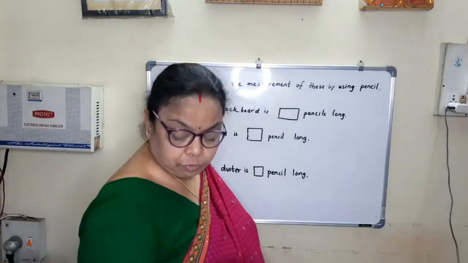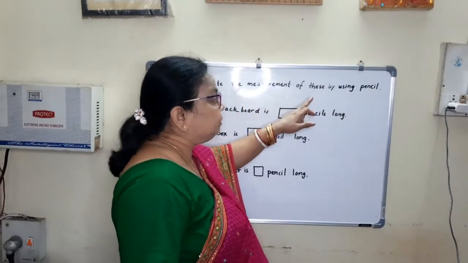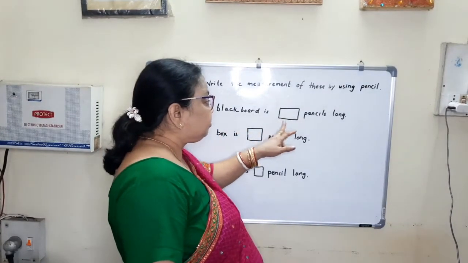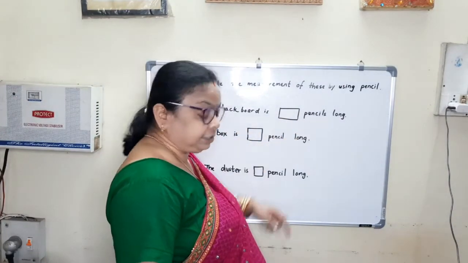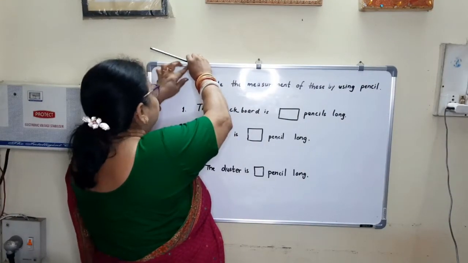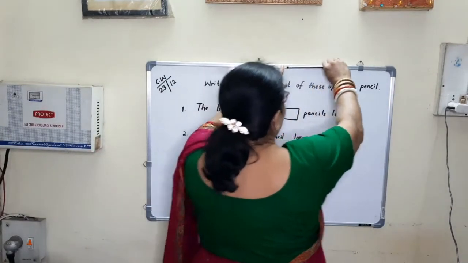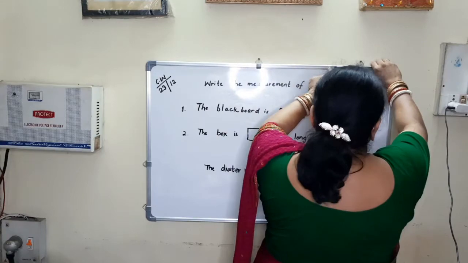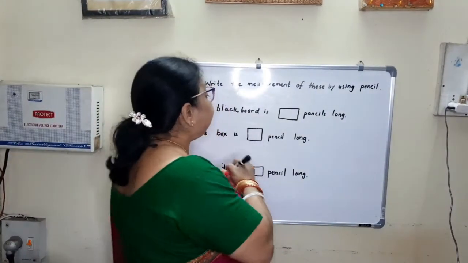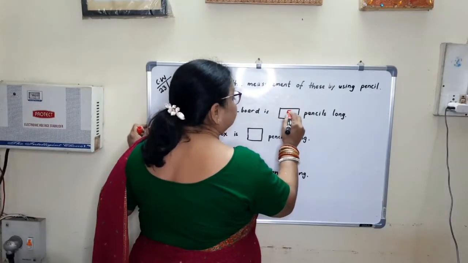Children, what do you write? Write the measurement of this by using pencil. The blackboard is just pencils long. Children, you measure one pencil, now two pencils, three pencils, four pencils, and you see five pencils. So what do you write here? Write the blackboard is five pencils long.